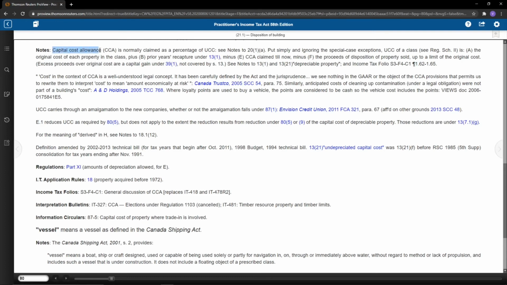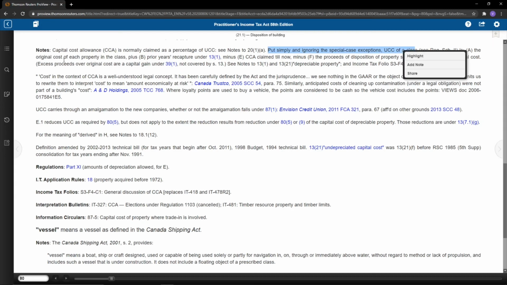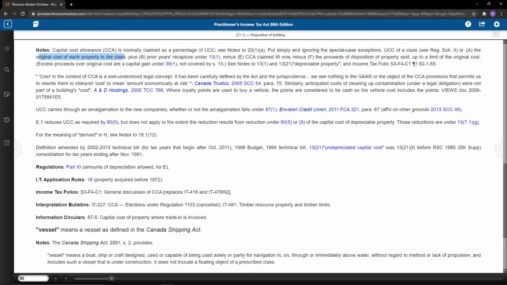For example, the capital cost allowance, the deduction that we are trying to calculate, is normally claimed as a percentage of the undepreciated capital cost. Put simply, and ignoring special case exceptions, UCC of a class is the original cost of the property in the class plus the prior year's recapture minus E, the CCA claim till now, minus F, the proceeds of disposition of any property sold, up to a limit of the original cost.